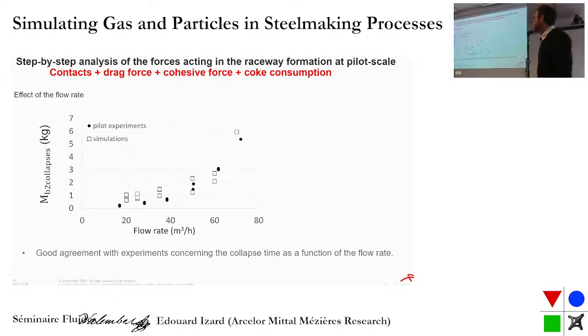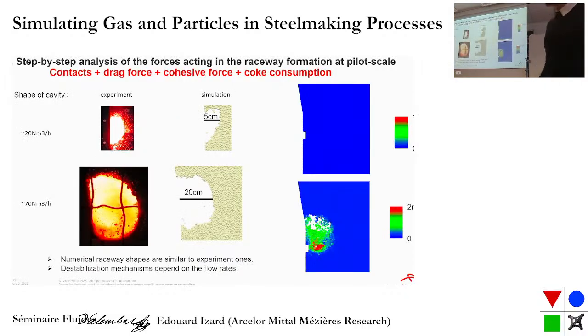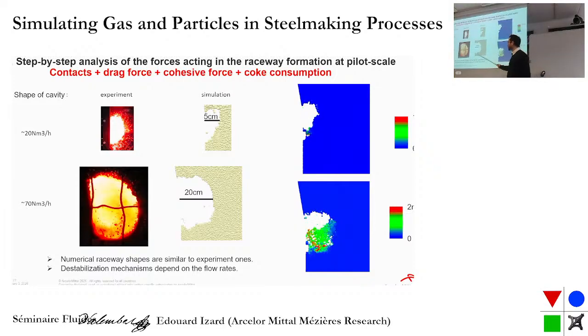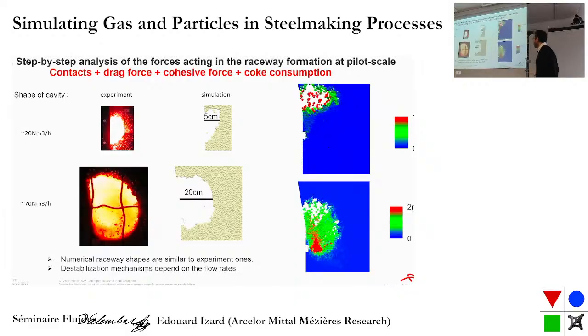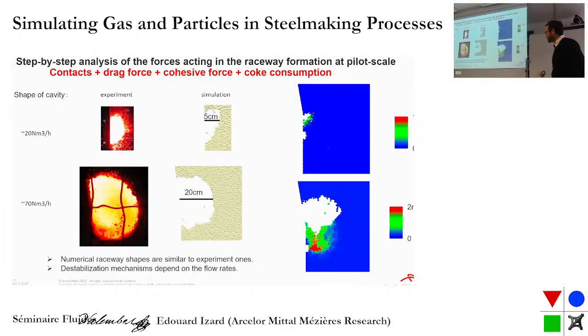But also, if we plot the mass between two collapses as a function of the flow rate, we see that we have a good agreement with the experiments. And also, if we look at the shapes, at small flow rates we have a sort of plume, and we have the same in the simulation. And at larger flow rates, we have something like a balloon. And here you can see the time evolution, some nice videos of that. So the destabilization mechanism depends on the flow rate, and the numerical raceway shapes are similar to the experiment.